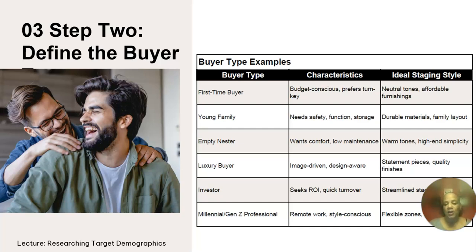Again, a luxury buyer is very image driven. So maybe there's some really high end Instagrammable moments in your space, some statement pieces that really say, hey, I have arrived, I am in luxury. An investor really seeks a quick turnover, right? So he's looking for super simple, let's get in, let's get out. And then a Gen Z millennial are trending towards working at home. So how do you make that an appropriate space? Like, does that second bedroom turn into a full-fledged office?